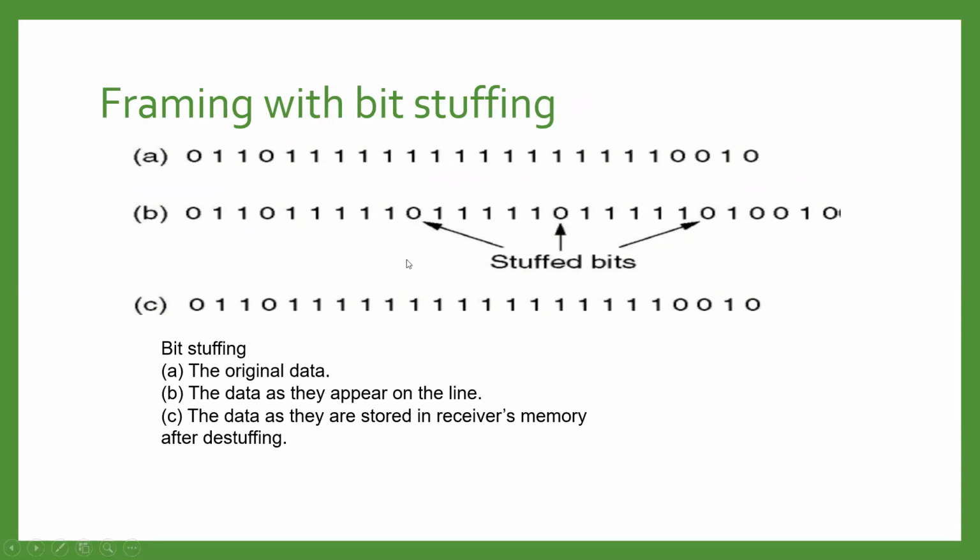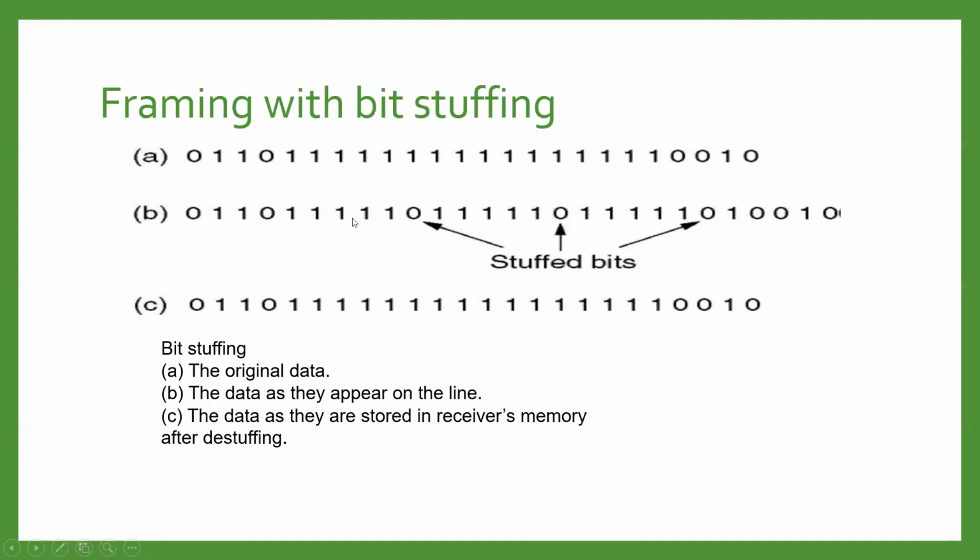Now, whenever the sender data link layer detects the presence of 5 consecutive ones, it automatically stuffs a 0 bit into the outgoing bit string. If you look at this example, this is the original data: 0110, all ones, 0010. We just have to transmit this. Now what will happen at the data link layer of the sender side? It adds the starting and the ending flag here, 01111110. So this 8-bit pattern will be added as a starting and ending flag.